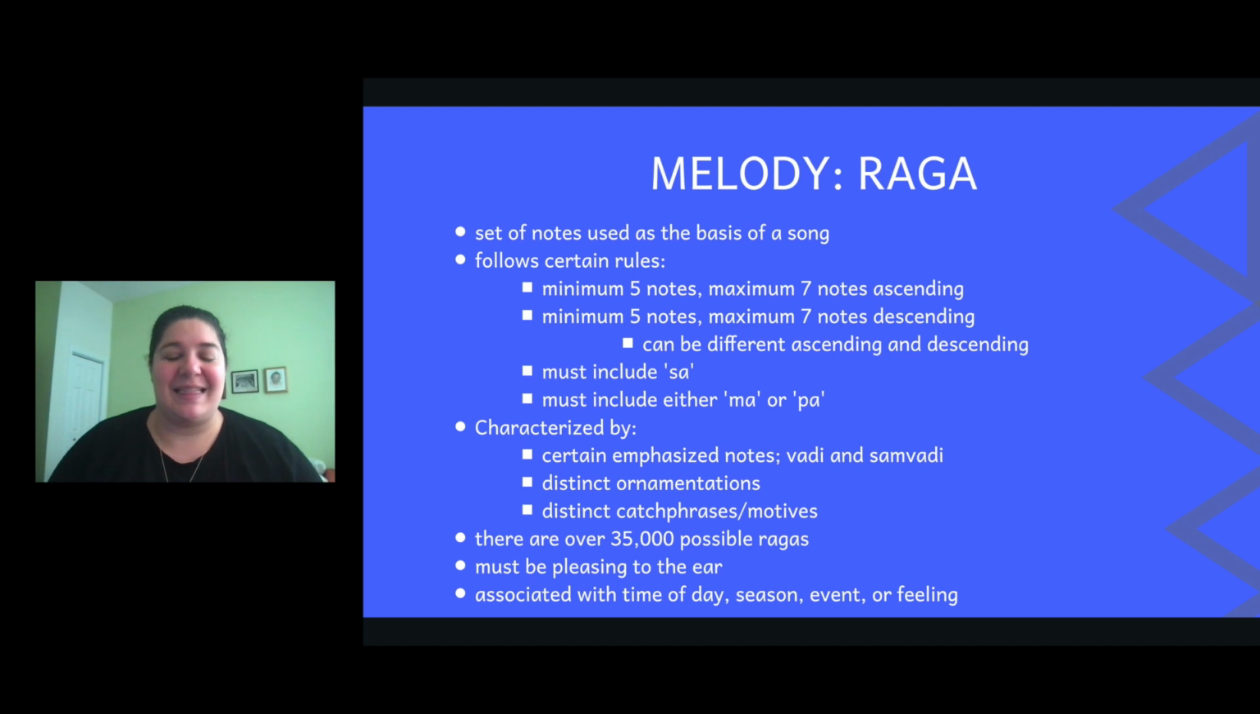Based on these elements and other elements that aren't included here, it has been theorized that there are over 35,000 possible ragas that can be made. But out of those 35,000, it must be pleasing to the ear. Ragas can also be associated with different times of day, seasons, events, or feelings, and the feeling is called rasa.